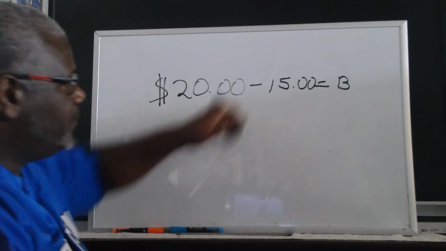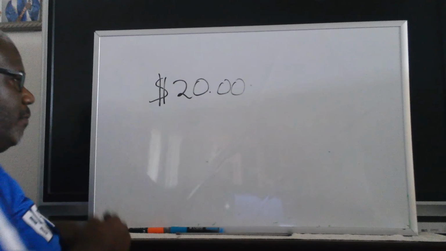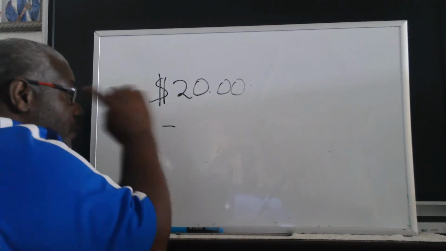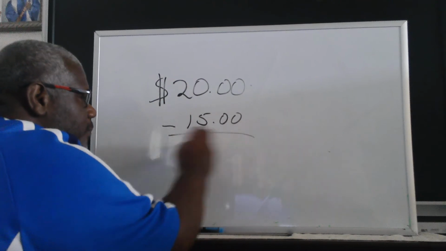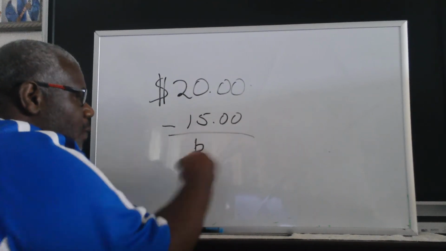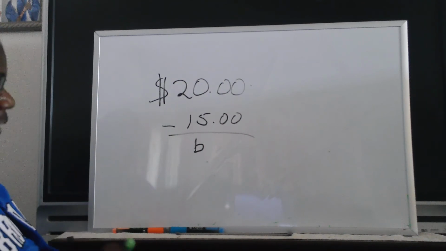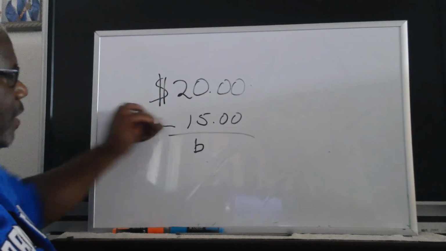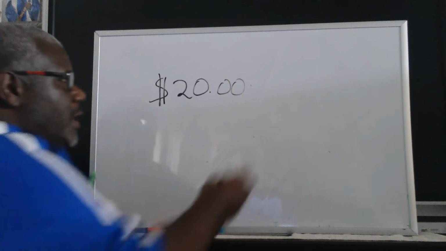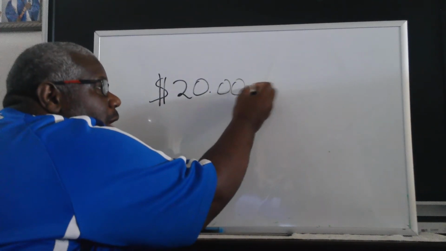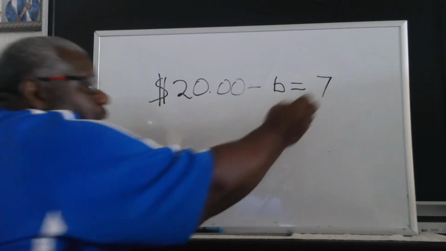You can write it this way. Usually, you could say 20 minus 15 equals B. Well, B equals $5. But as you see, anytime you want to know something, we can also change this up too. We could say, how much did you spend? If you want to know that, let's say 20 minus B equals 7.